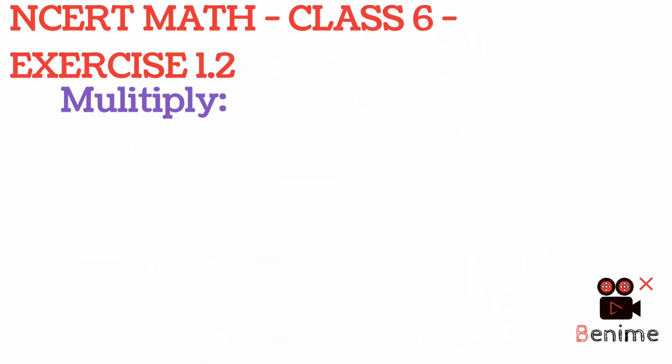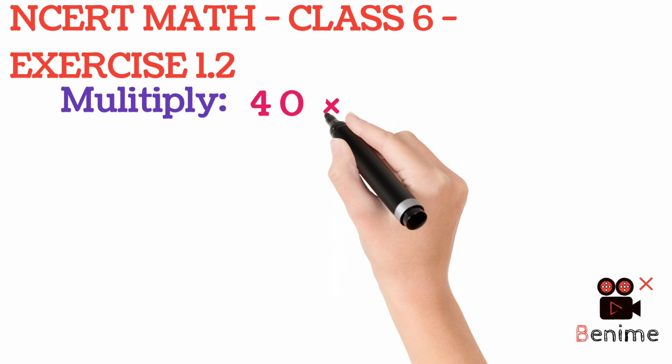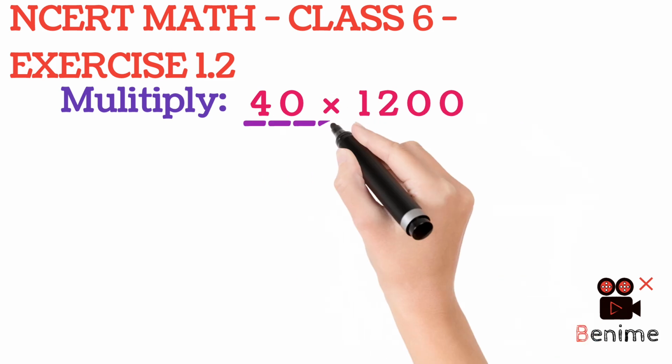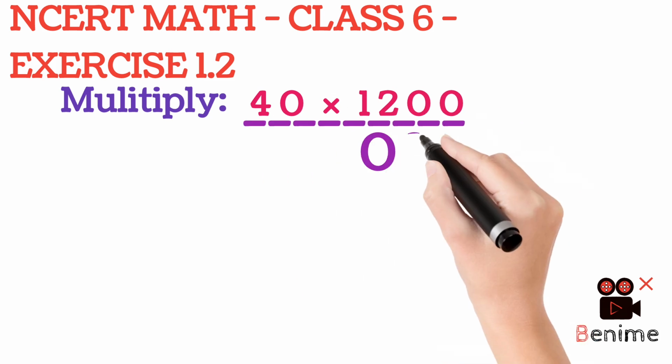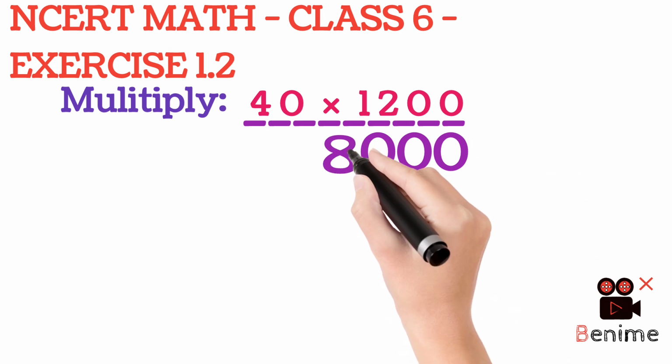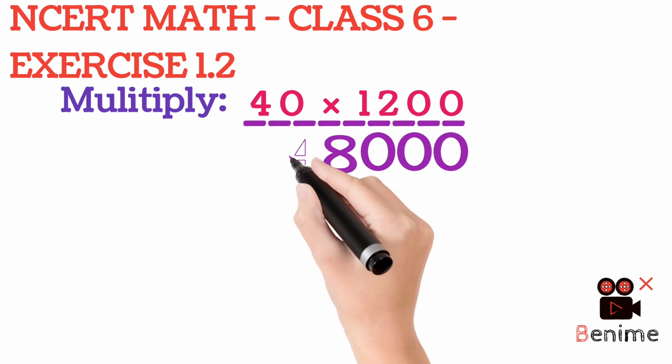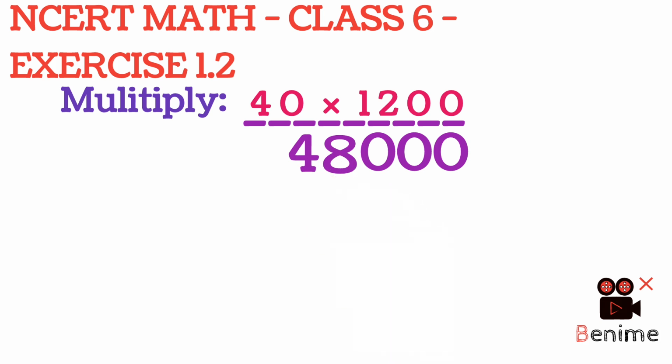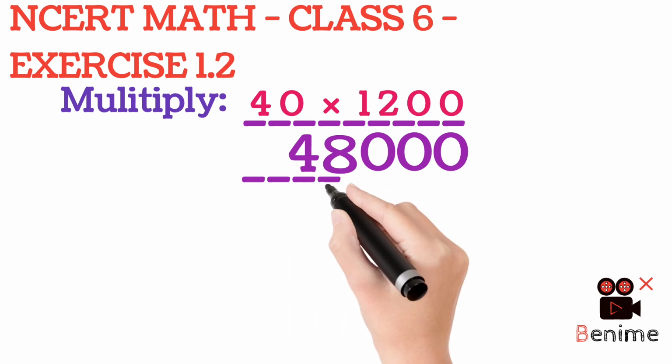So there are 3 zeros. Make 3 zeros as the last numbers. Okay, 3 zeros at the last. So you have to multiply 4 into 12. So 2 fours are 8, 1 four is 4. So totally she has to pay 48,000 as the bill amount for 40 radios.